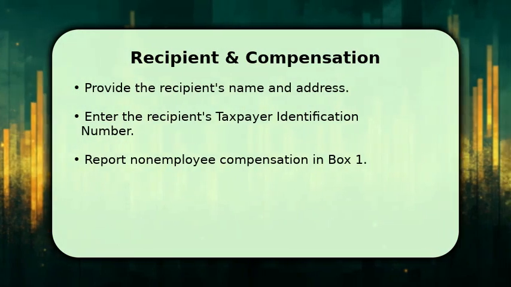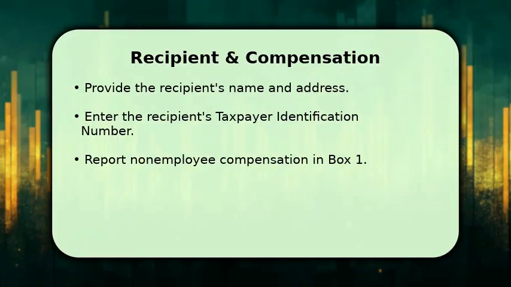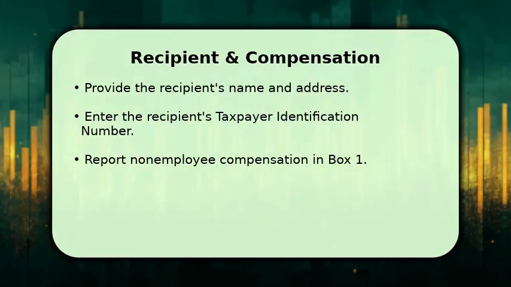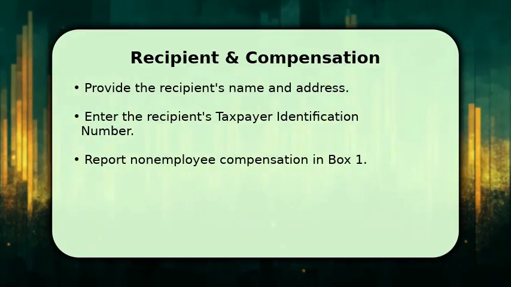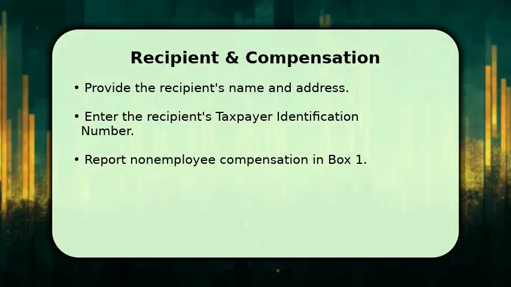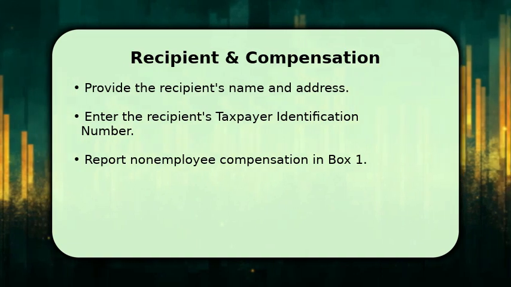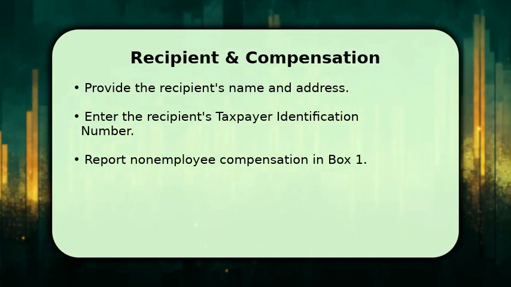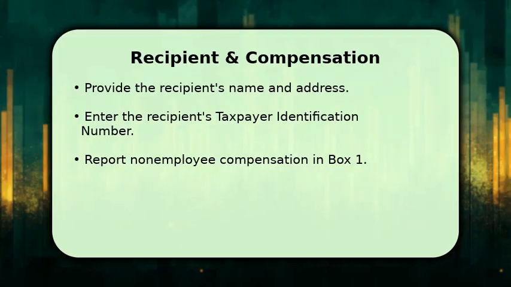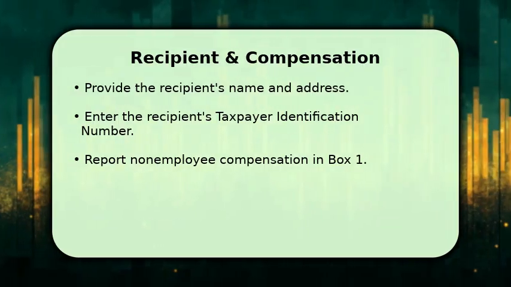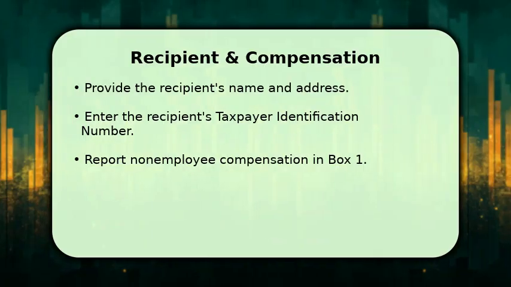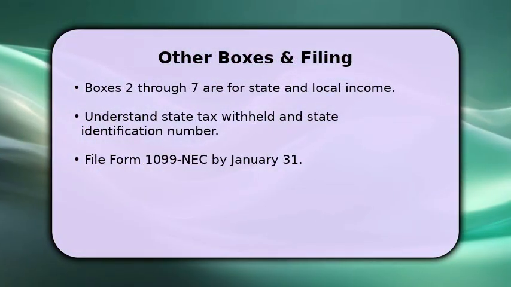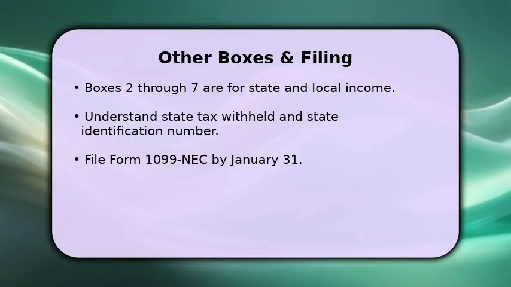Now, move to the recipient's information. You'll need to enter the full legal name, address, and the recipient's taxpayer identification number, which is usually their Social Security number, or EIN. The most critical part is Box 1, where you report the total non-employee compensation paid during the year. This amount should be $600 or more for the form to be required. Accuracy here is paramount.